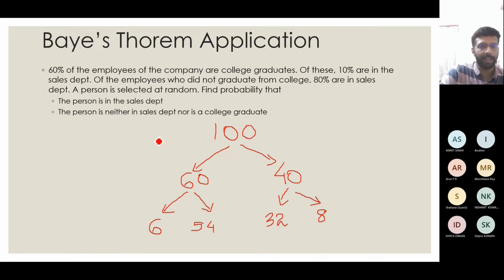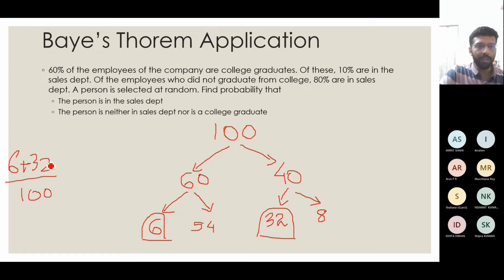A person is selected at random and I am asked to find the probability that the person is in the sales department. I know that 6 people here and 32 people here are from the sales department. So from the diagram itself, I can infer that the probability that a person chosen at random is in the sales department is 6 plus 32 out of the total number of people that I have, 100.